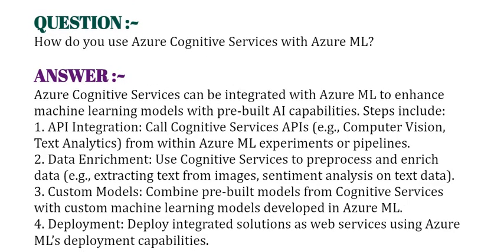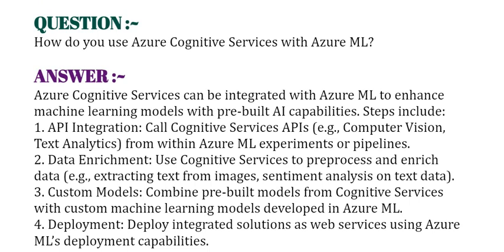Our next question is, how do you use Azure Cognitive Services with Azure ML? Your answer should be, Azure Cognitive Services can be integrated with Azure ML to enhance machine learning models with pre-built AI capabilities. Steps include: Step 1. API integration. Call Cognitive Services APIs, for example, computer vision, text analytics, from within Azure ML experiments or pipelines.